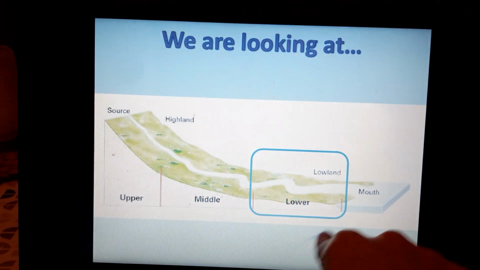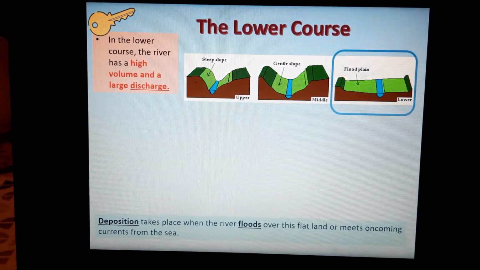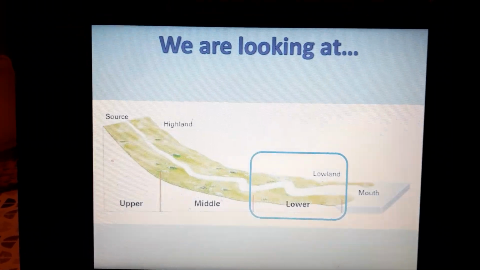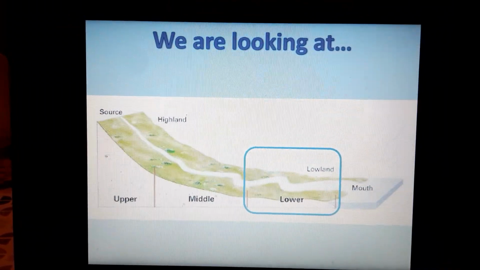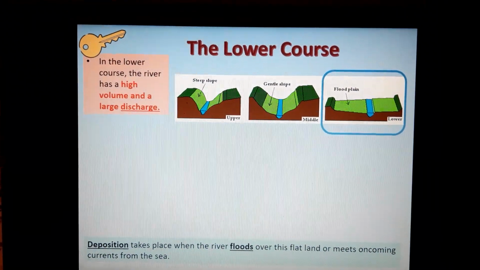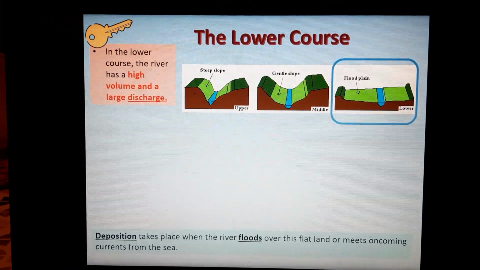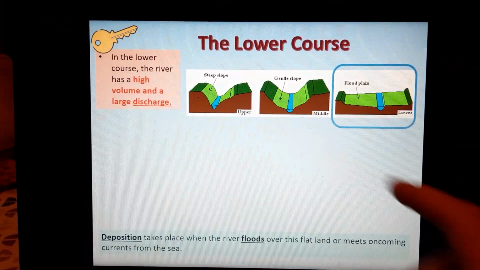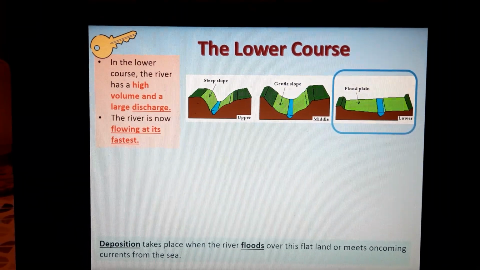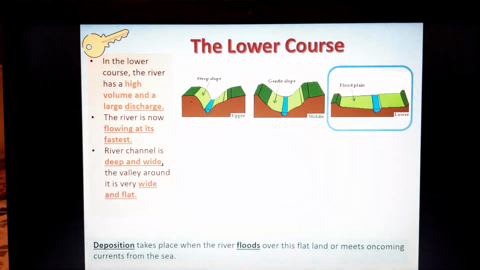And today we're going to focus on features that we might expect to find in the lower course of a river. So just to remind ourselves, this is where the river is at its widest, and the channel is often quite deep as well. So the river itself has a high volume. There's a lot of water flowing through that river, so we call that a large discharge. It's also flowing fast because there's a lot of it. Often rivers in their lower course don't look like they're flowing fast, but they are.